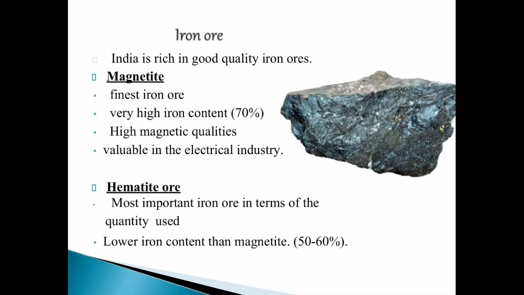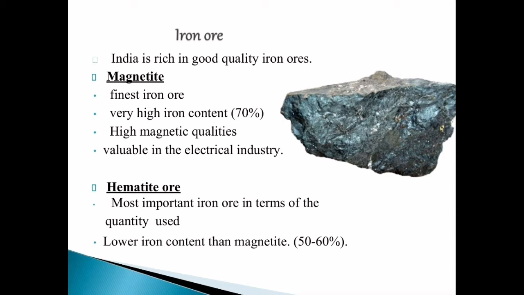So we can learn more about iron ore. India is rich in good quality iron ores. Magnetite and hematite are the two important iron ores which are found abundantly in India. Magnetite is the finest iron ore with very high iron content and high magnetic qualities, and it is valuable in the electrical industry. Hematite is the most important iron ore in terms of the quantity used. It has lower iron content than magnetite. Actually, magnetite is better quality when compared to hematite.